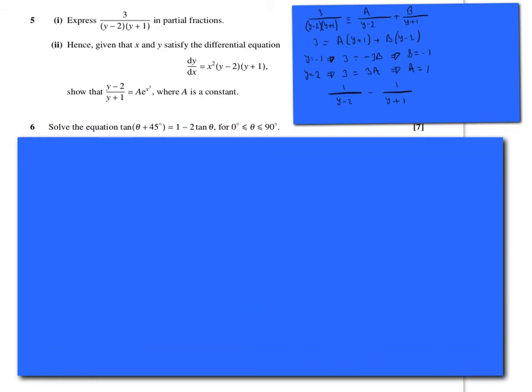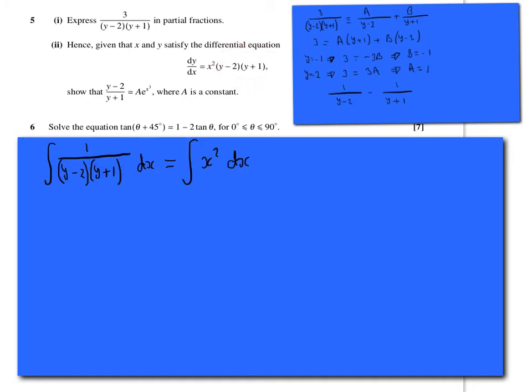Moving on to part 2 now. Again remembering our "hence". If you look at the differential equation, you again see we have y's on the right hand side when we're looking for dy/dx. We need to use separation of variables. To do this, we can divide through by (y minus 2)(y plus 1).